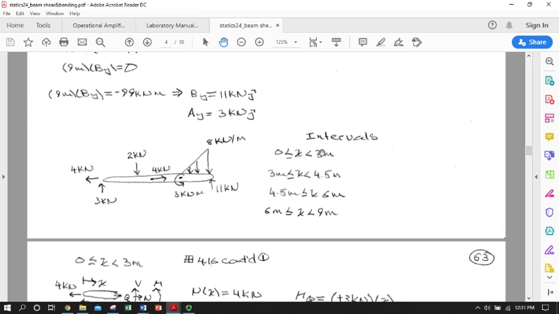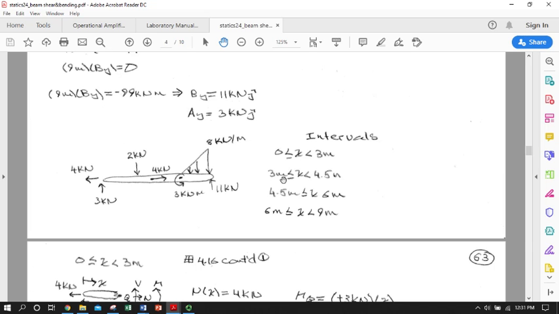Okay, again, here are my intervals. X is equal to or greater, and that's very important, it's equal to or greater than 0, but it's less than 3. And that means by stopping short of 3, I haven't included this.